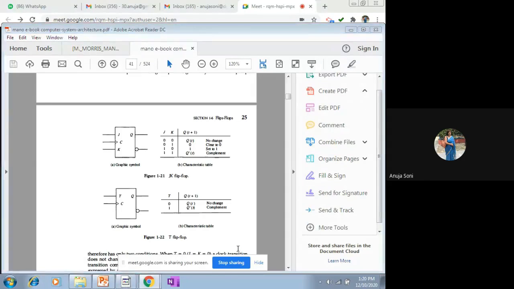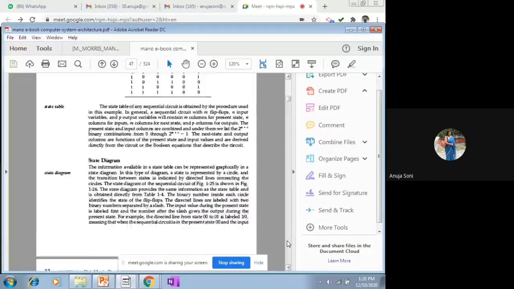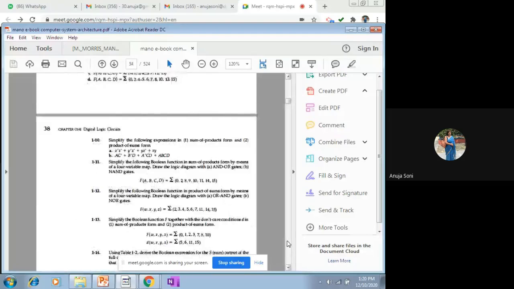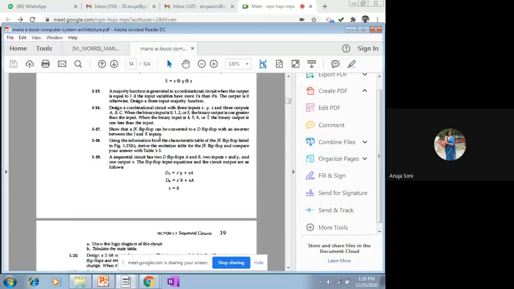Now we come to the next last question. Question number 18. Using the information from the characteristic table of JK flip-flop listed in the figure in the above table, already we have discussed, derive the excitation table for the JK flip-flop and compare your answer. It's the same thing we already have solved. That means you have to derive the excitation table from the characteristic table of the JK flip-flop. That we already have done, and it's a solved part of your chapter. So this way a question may come up in your exam. So till question number 18, you have to solve all the questions.